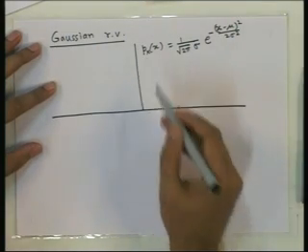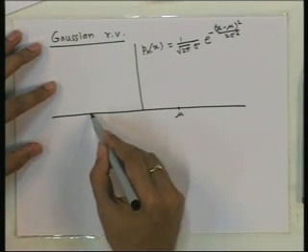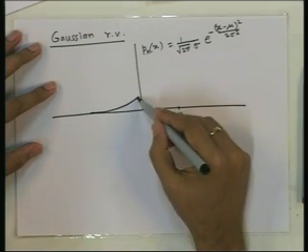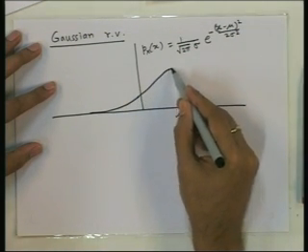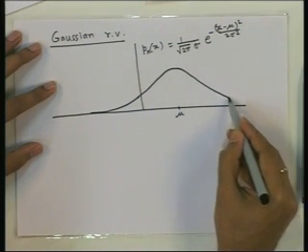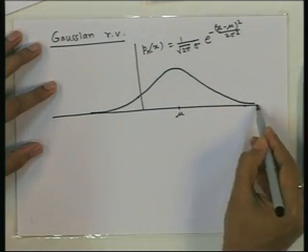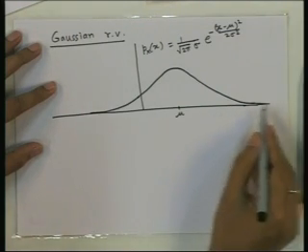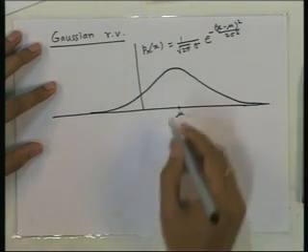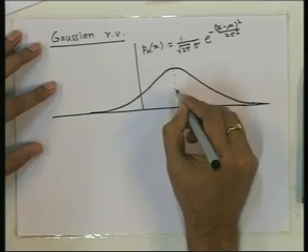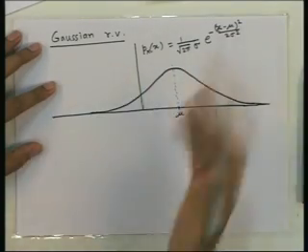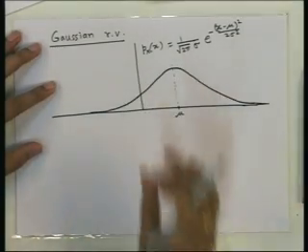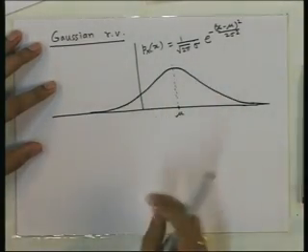Then this will look like this. This is going to 0, but it is never touching 0 actually. So, it is maximum at mu and symmetric around mu also. So, this is the probability density function. It is the famous bell shaped curve.